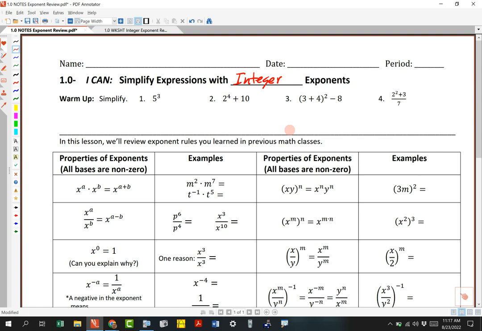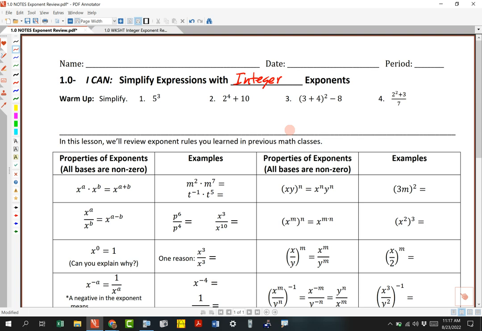Okay, now that I know everybody's name, I might just call on you cold, so be on your toes, or I might take a volunteer. So if you're copying down some of the examples in the table, that's fine. Go ahead and pause for a second. Be on your toes because I need an answer for warm-up number 1.